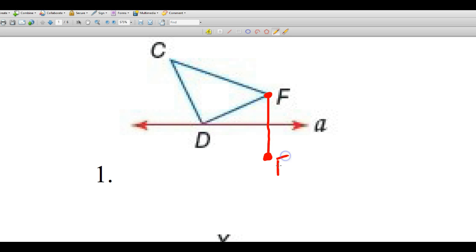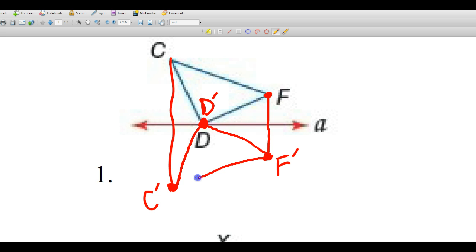So F prime would end up here. It's equidistant from the line of reflection. D prime, since it's on the line of reflection, will remain on the line of reflection. And then C prime, so I want to copy the distance over to the other side, perpendicular to the line of reflection. So C prime would be here. And then you just connect your vertices.